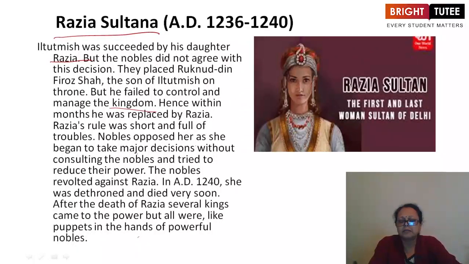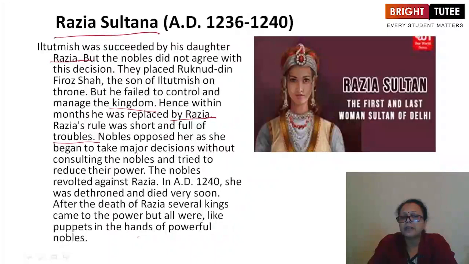Within a few months after that, as he failed and was not able to rule over the country, he was replaced by Razia. Razia's rule was short and full of troubles. Already we have discussed that she was not liked by the nobles. The nobles did not like a woman ruler. So her period was very short and full of troubles.